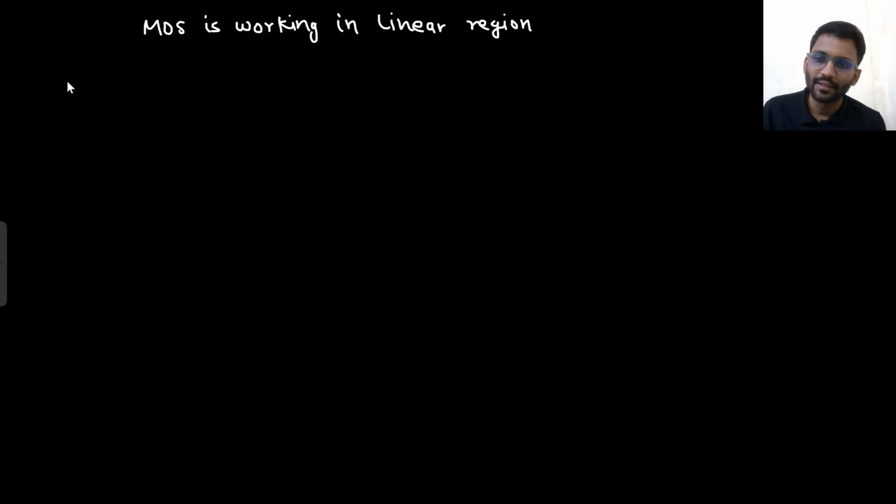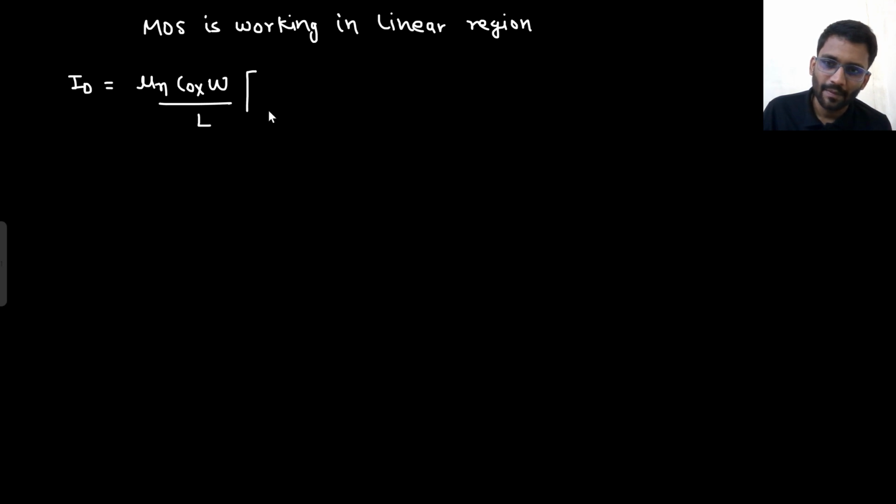So the MOS is working in linear region. What is the current in linear region? The current in linear region would be mu n Cox W by L times (VGS minus VT) into VDS minus VDS square by 2.